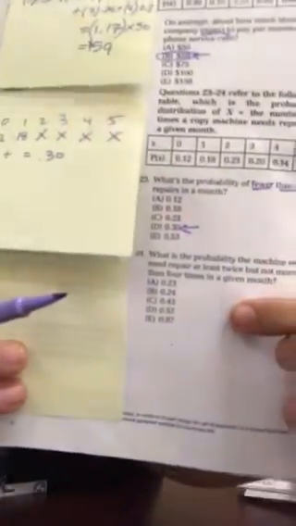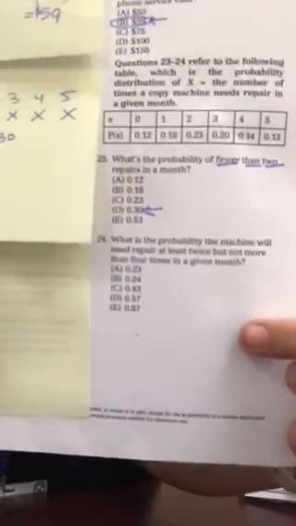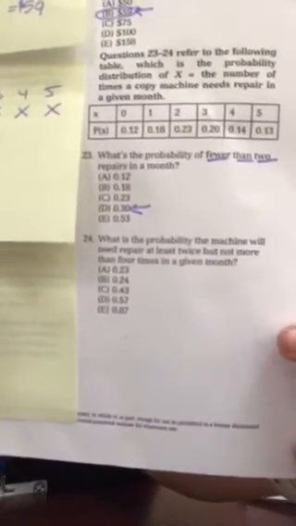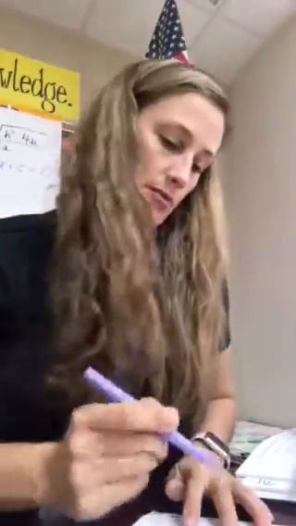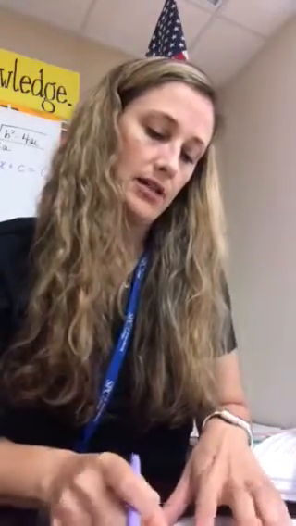I've got, what's the probability the machine will need repair at least twice, but not more than 4 times? So I'm going to repeat the same technique. Write out my possible X values, 0, 1, 2, 3, 4, and 5, at least twice. So I always use the same example.